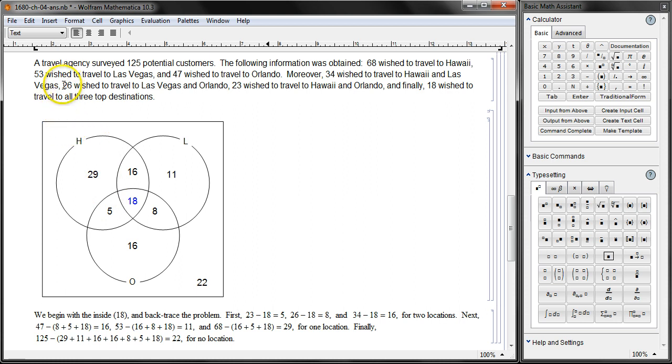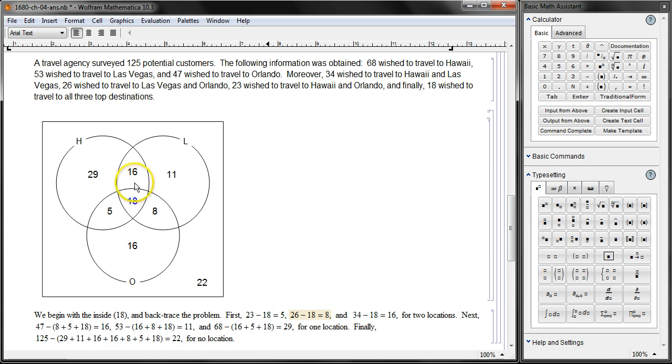Next, 26 people want to travel to Las Vegas and Orlando. 26 should go here in this football, Las Vegas and Orlando. 18 are already selected, so we have this subtraction. 26 minus 18 is 8. That's how you get 8 here, excuse me.